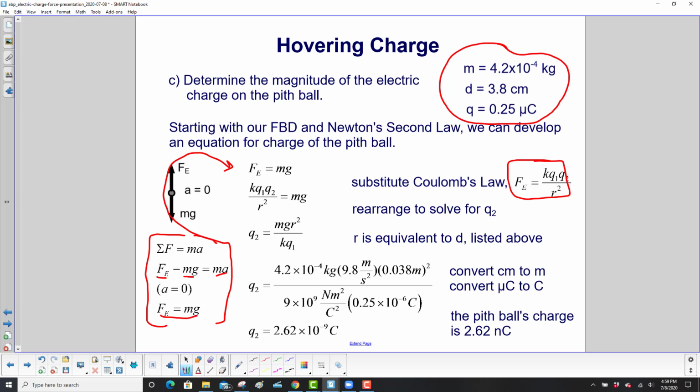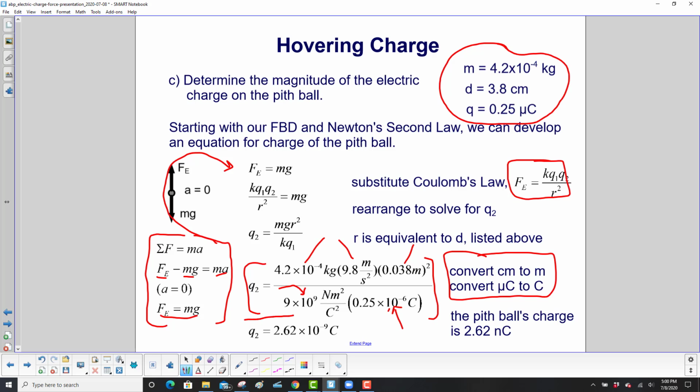Now we just plug in numbers right here. Okay, we have the mass of the pith ball, the acceleration due to gravity. We have the distance between the top of the sphere and the pith ball, and make sure you square that. Here's our constant k, and here's q1. We were given that. Now, what were the pitfalls here? Right here. Make sure you convert centimeters to meters by moving the decimal point 2 to the left, and convert microcoulombs to coulombs by multiplying it by 10 to the minus sixth.